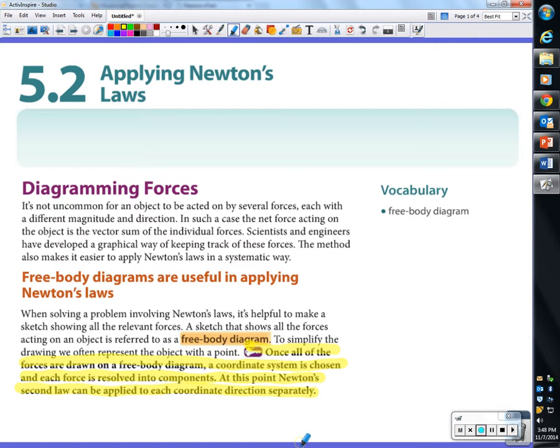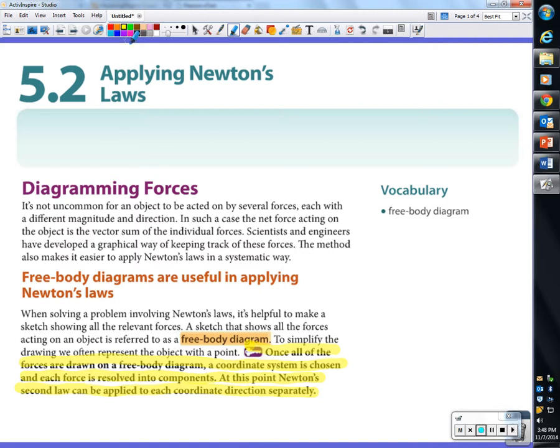Now, the book and I are going to deviate a little bit here at this point. I don't agree exactly with how the book does this. I think they've made it a little bit harder than it needs to be, at least at the beginning. But this idea that Newton's second law can be applied to each coordinate direction separately is going to be an important one when we start analyzing weight, normal force, apparent weight, and then especially when we get into equilibrium later this week.